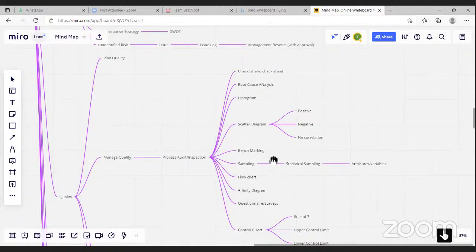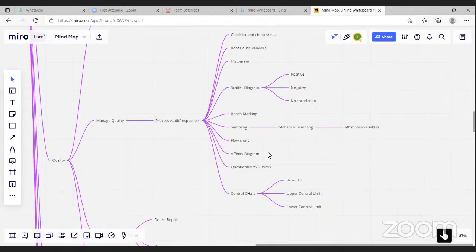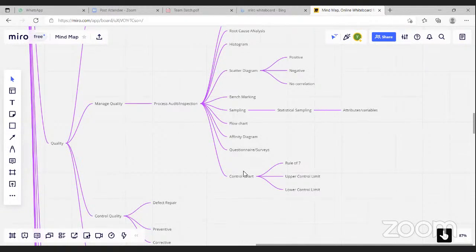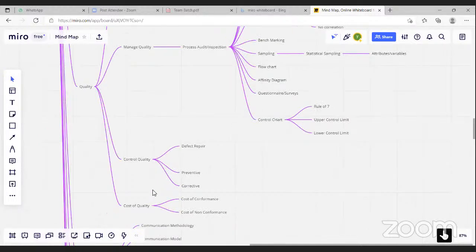Then sampling, that is statistical sampling. Then we have tools: flow chart, affinity diagram, questionnaire and survey. Questionnaire and survey are basically for a large group of audience. Then control chart, which has the rule of 7, upper control limit, and lower control limit. Something beyond the limit will be called an error. Then control quality. In control quality, there are three things: corrective action, preventive action, and deferred repair.